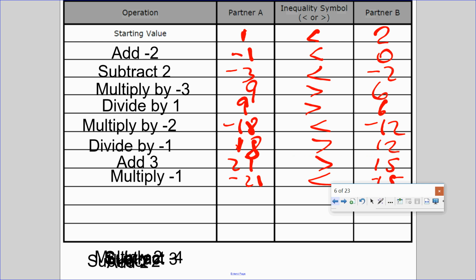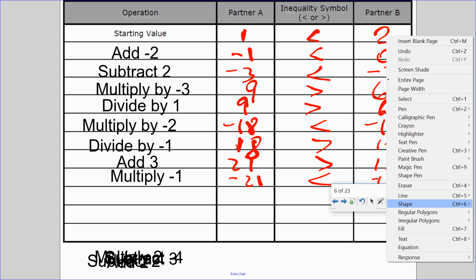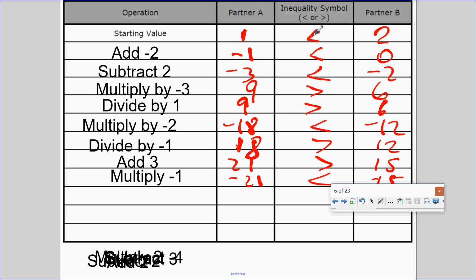What pattern did you notice here? When did the inequality symbol reverse or flip over? Let me use a highlighter. It's less than, less than, less than. It flipped right here. It flipped again right here. It flipped again right here. And it flipped again here. So in what operation did it start flipping over?